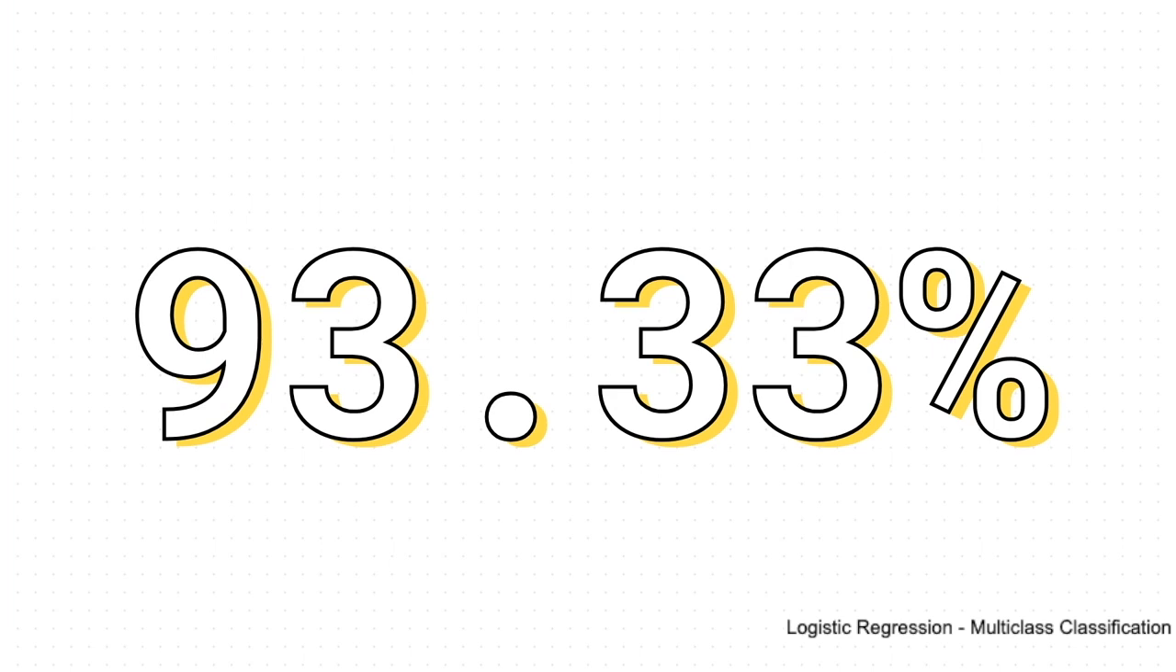So here's the crucial point. When we hit evaluate on our test set, data the model has literally never seen before, our model achieves a fantastic 93.3% accuracy. It's highly capable of identifying a flower species based purely on those 4 numerical measurements.